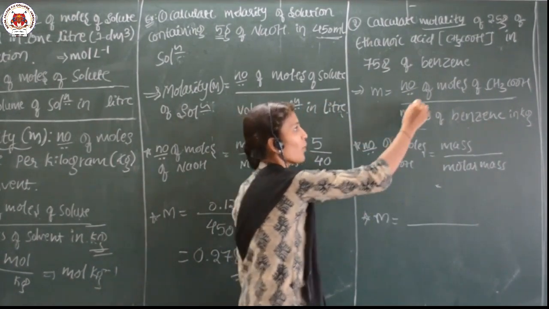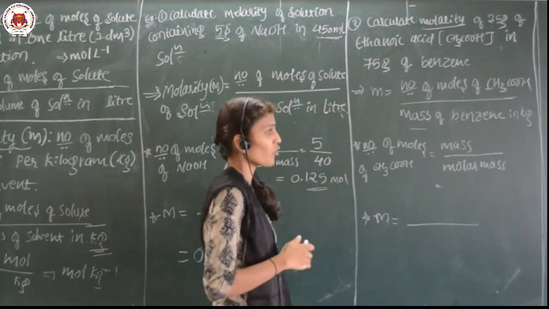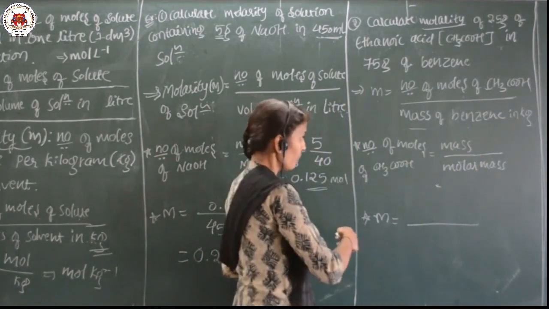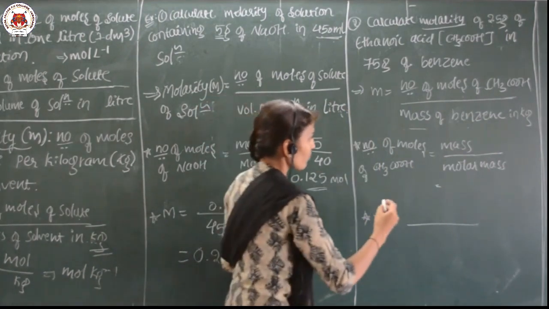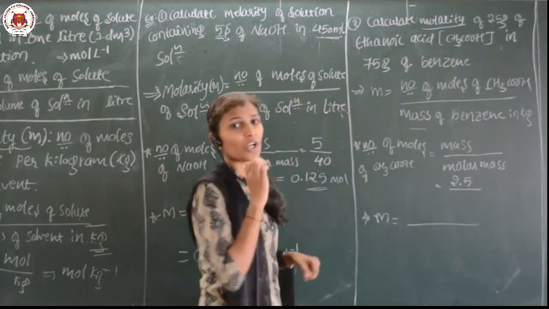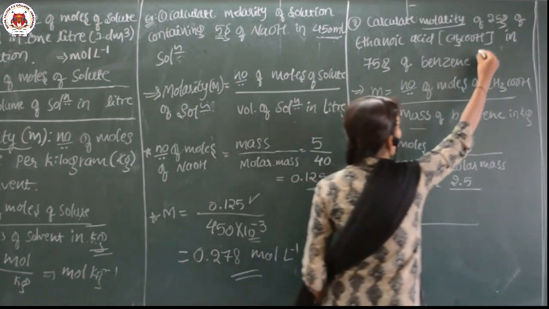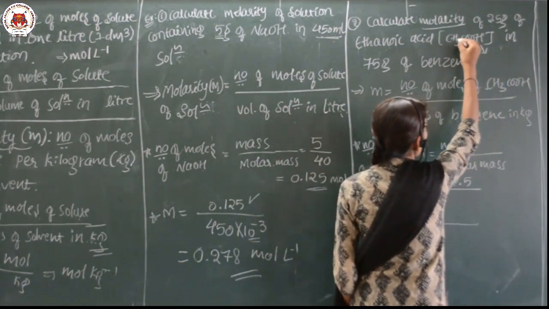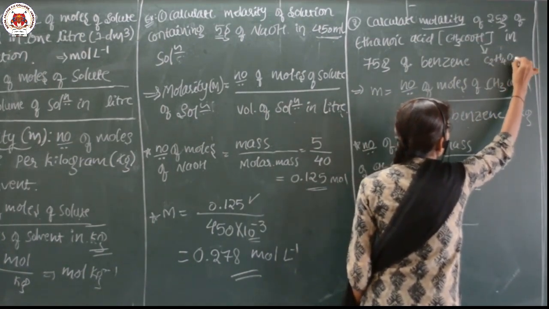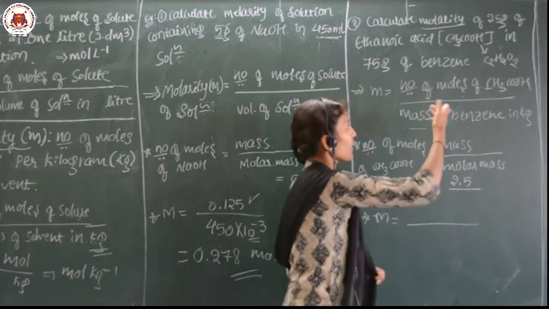So again, the number of moles of the ethanoic acid you have to calculate. What is the formula? Mass divided by molar mass. So here what is the mass? Mass is 2.5, divided by molar mass. You have to find out the molar mass of the ethanoic acid. For your calculation it can also be written as: how many carbons? C2. How many hydrogens? H4. O2. So now it is easy for you to find out the molar mass of that ethanoic acid.